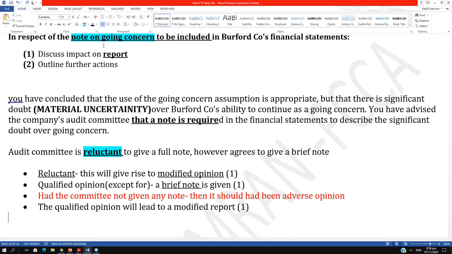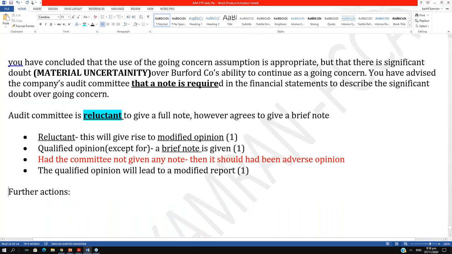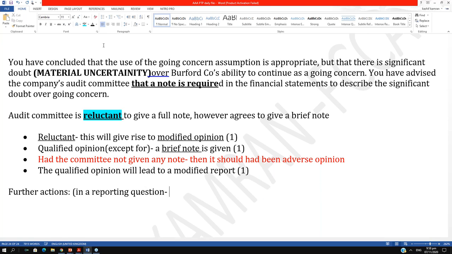Okay, move further. Further actions. What further action should I take? What literally means when the examiner asks you for actions? What is the literal meaning of the word action in a reporting question? In a reporting question, what is meant by actions?